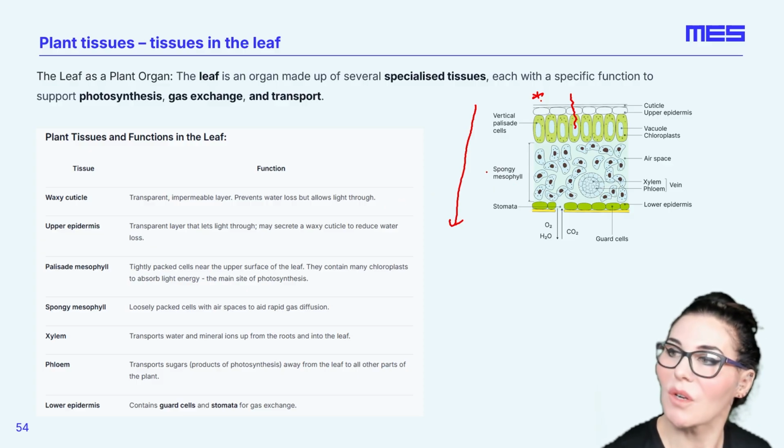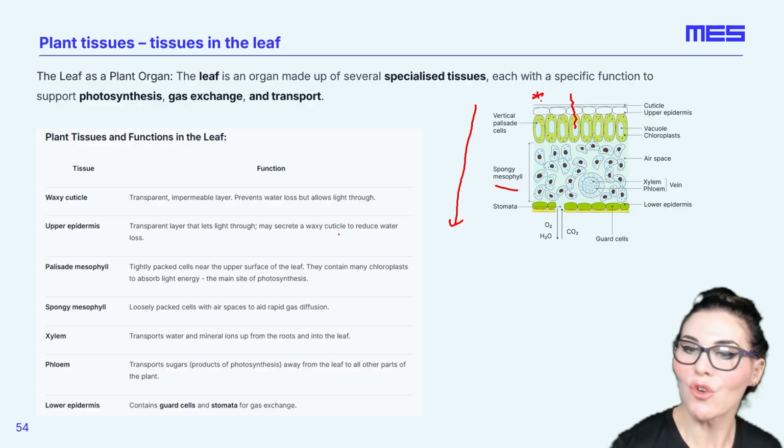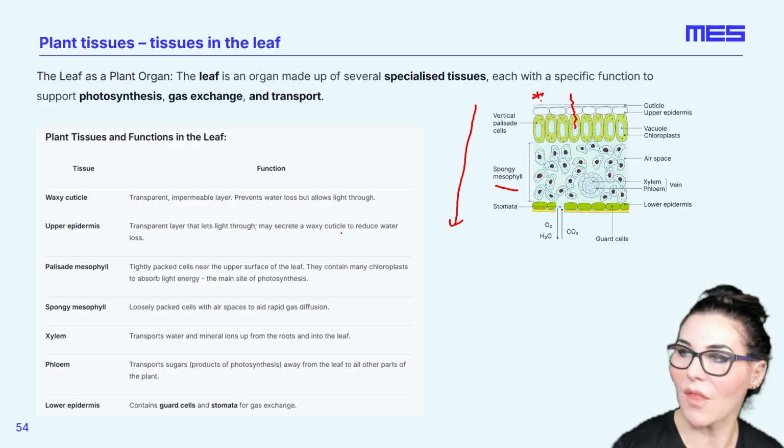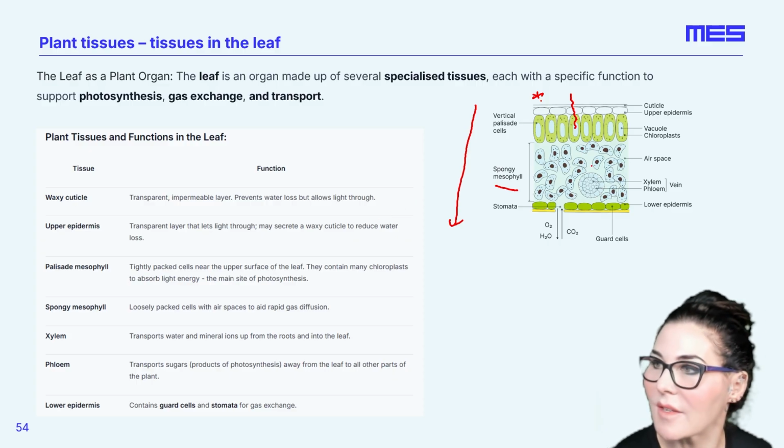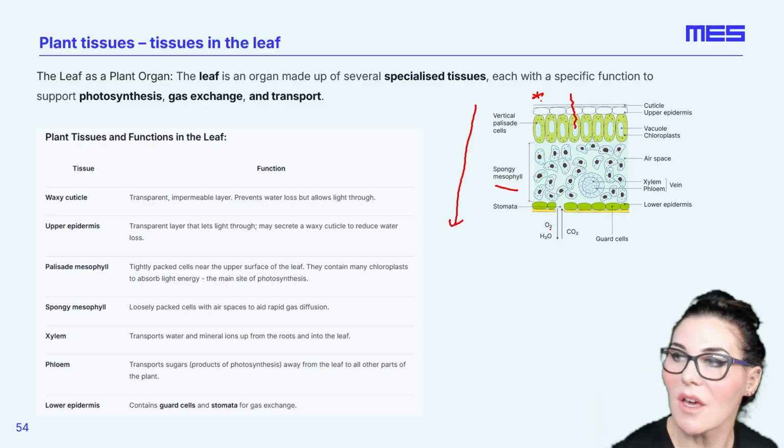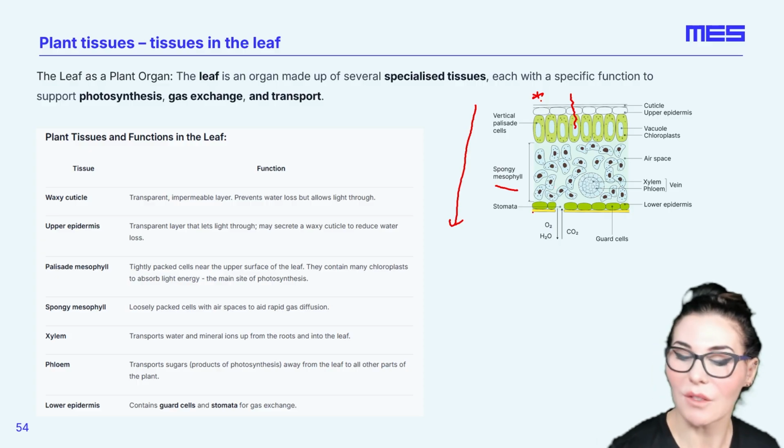If we look at the tissue layer under that, we then have this spongy layer. Now, the spongy layer consists of cells which are not as tightly packed together. They are loosely packed together, which means there's going to be lots of air spaces where gases can easily move around inside the leaf in order to enter and leave the various cells for photosynthesis or respiration.